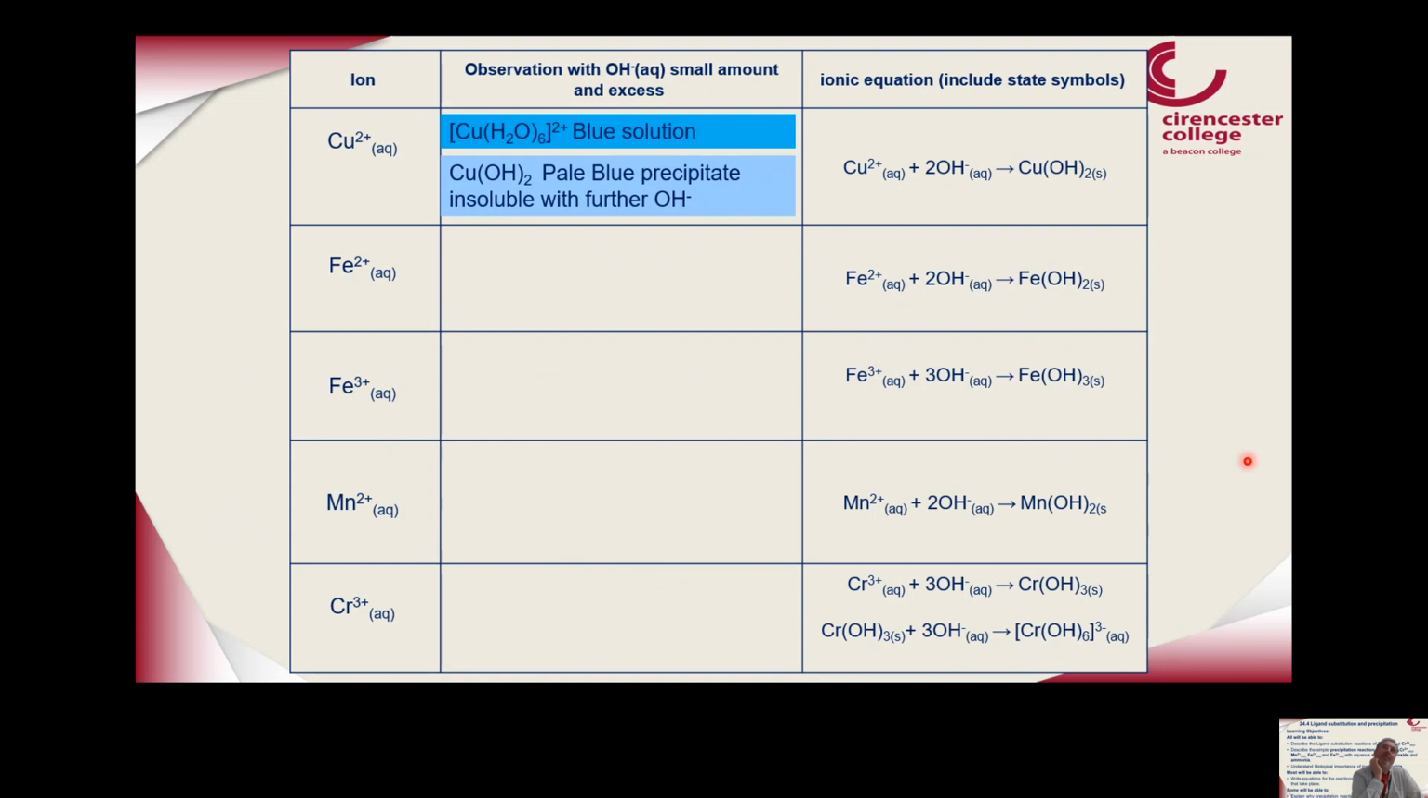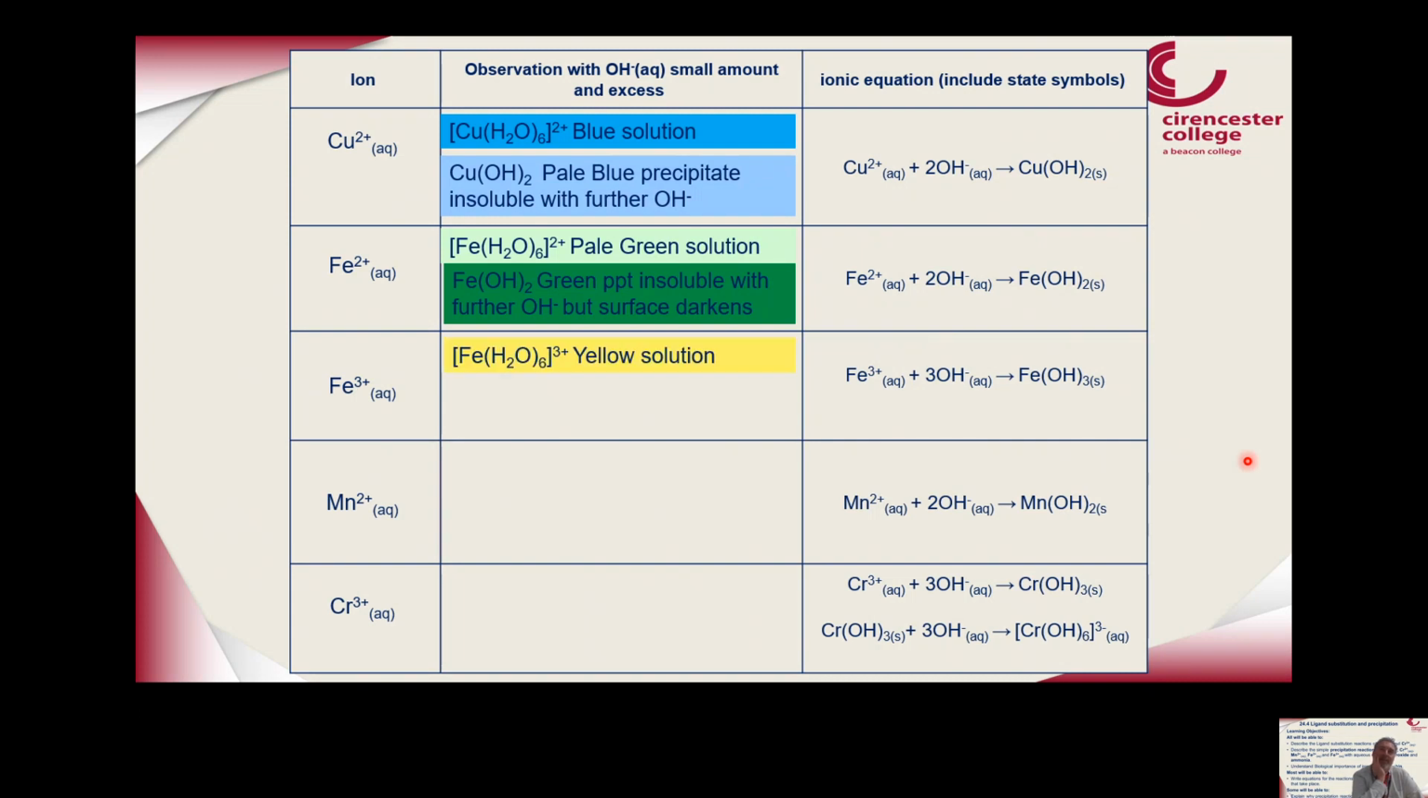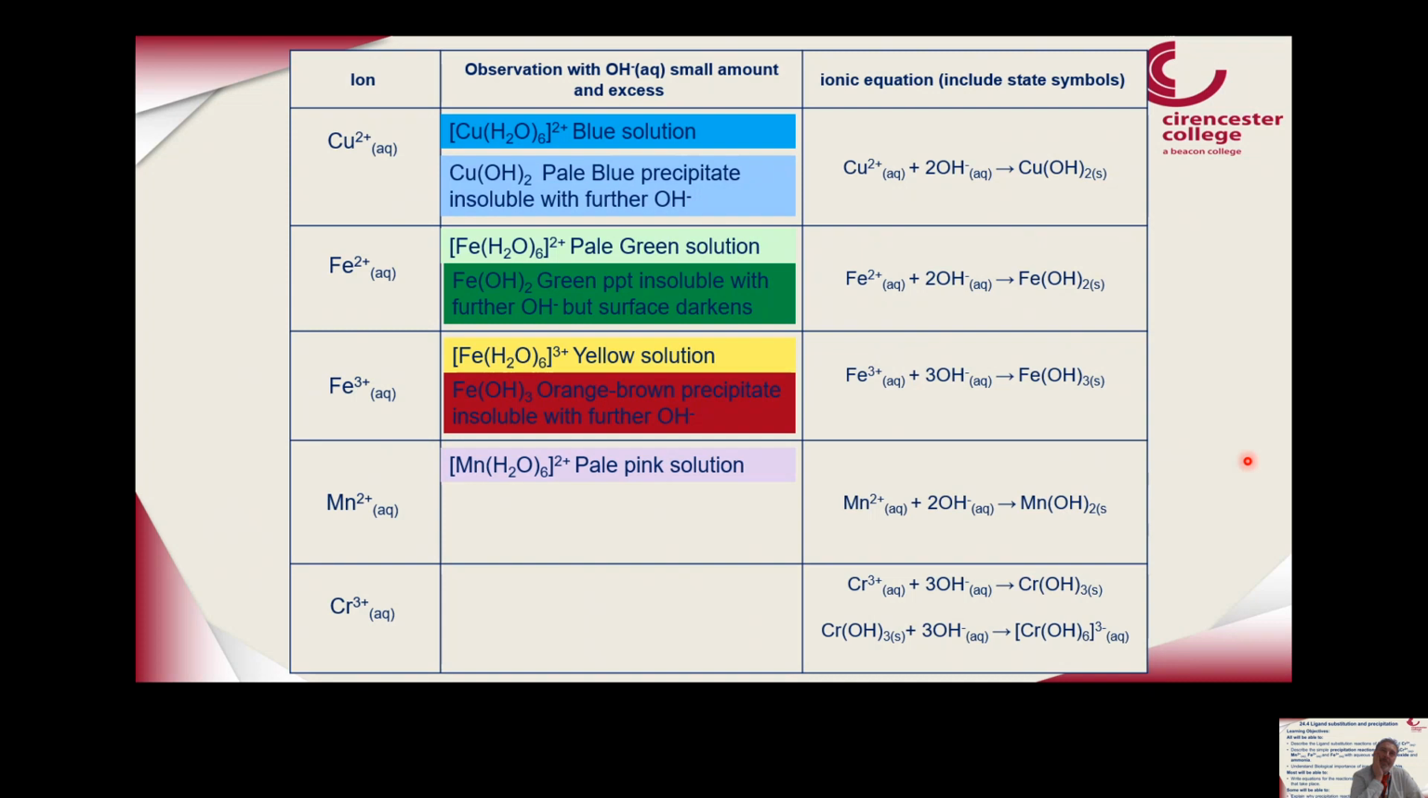So it precipitates when you add hydroxide to it. Iron is pale green in water, and we get an insoluble green precipitate with further OH minus, but it will start to darken because it's going to oxidize to Fe3 plus in the atmosphere. So here we've got yellow solution, that will be orange-brown precipitate, insoluble with further OH minus.